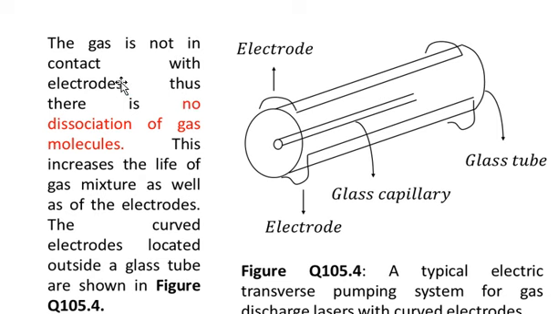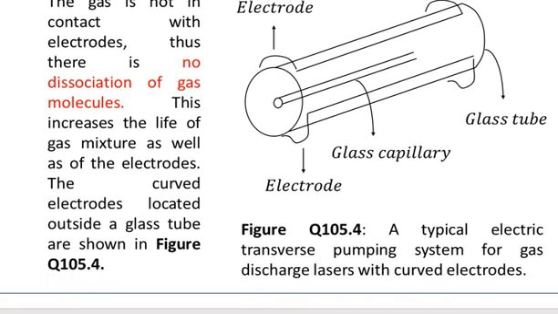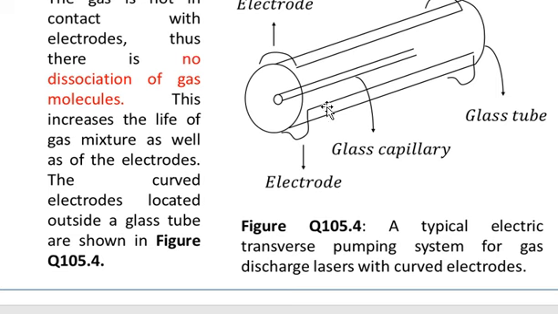The gas is not in contact with the electrodes in this case, thus there is no dissociation of gas molecules. So you see that this is an advantage when our electrodes lie outside the tube, because there is no dissociation of gas molecules. This increases the life of the gas mixture as well as that of the electrodes, because the electrodes also lie outside, so it will prolong the life of the electrodes.